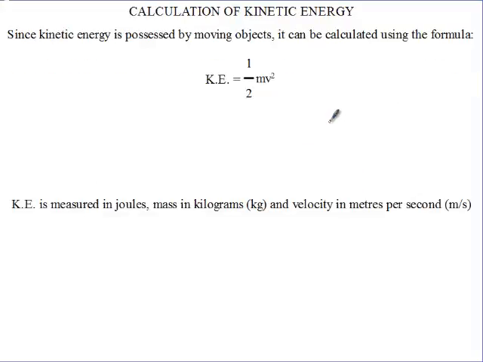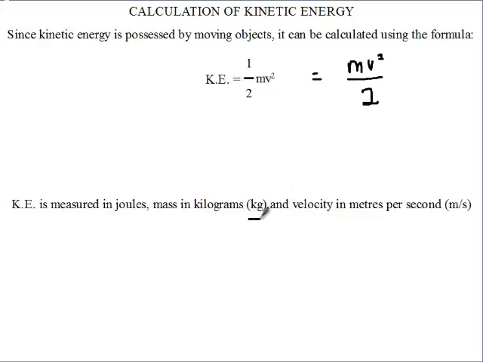We can calculate kinetic energy using the formula KE is equal to half mv squared. KE is equal to half times mv squared. This can also be stated as KE is equal to mv squared over 2. That is the formula for kinetic energy. There are certain important things that we need to note.